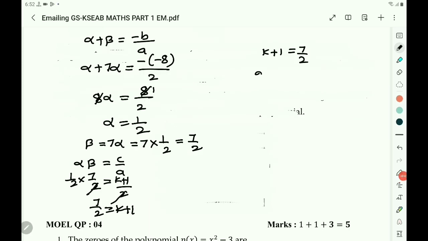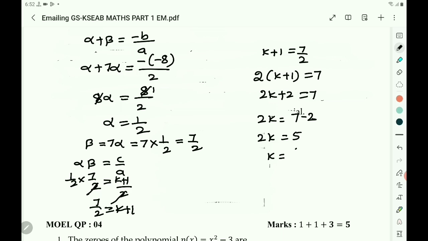Do the cross multiplication. 2 into k plus 1 equals 7. 2 into k is 2k and 2 into 1 is 2, plus 2 equals 7. 2k equals 7 minus 2, transferring this 2 to the RHS. Then 2k equals 5, k equals 5 by 2. Got the value of k equals 5 by 2.